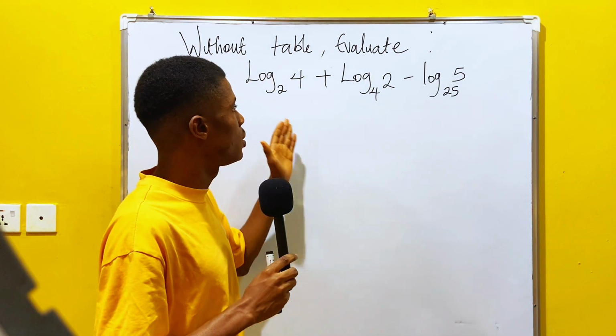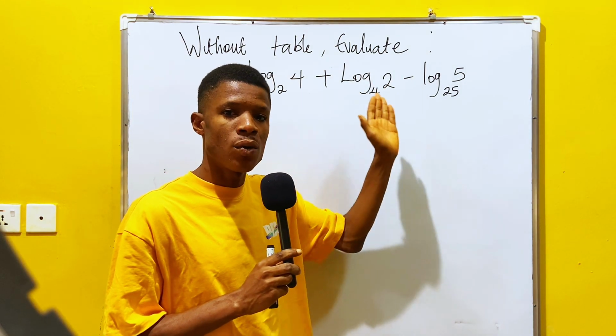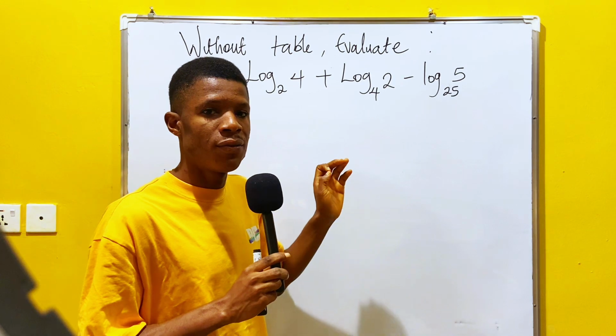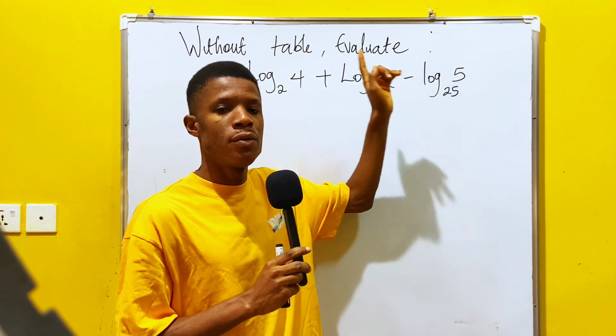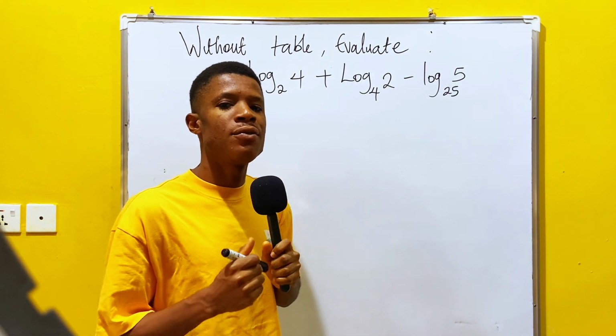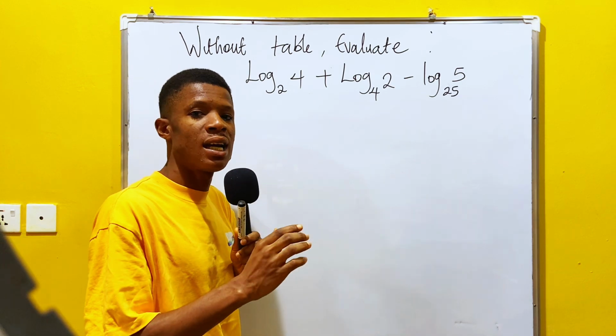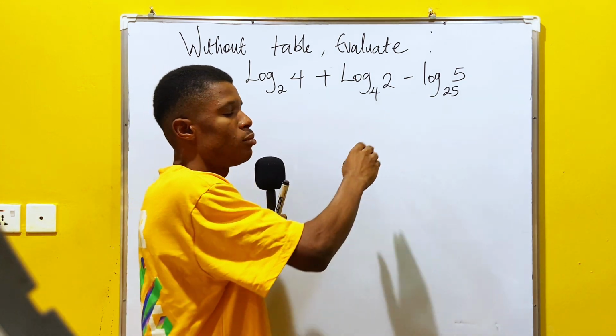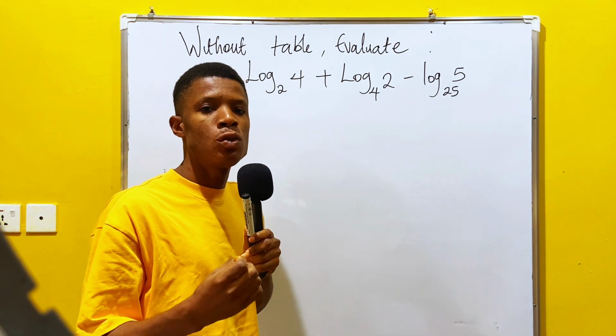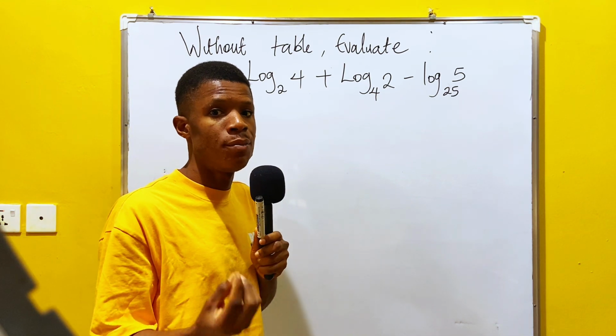To solve this, we notice that these three terms are not of the same base: 2, 4, 25. So the only thing that can save us is to make all of them to be in the same base. And to do that, we can use change of base.